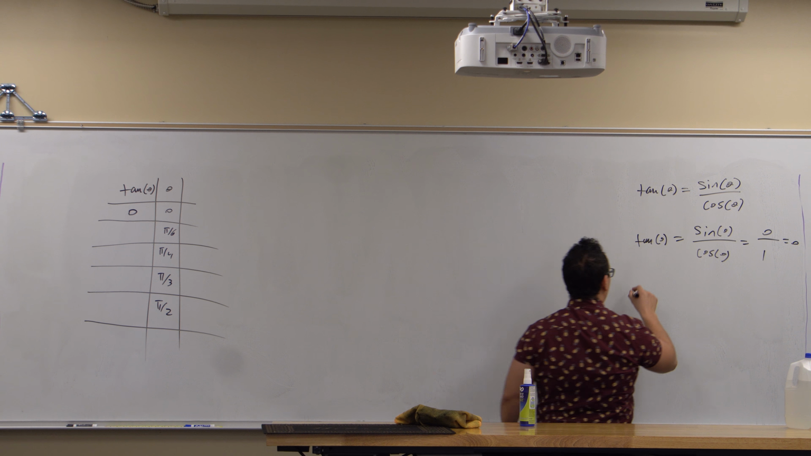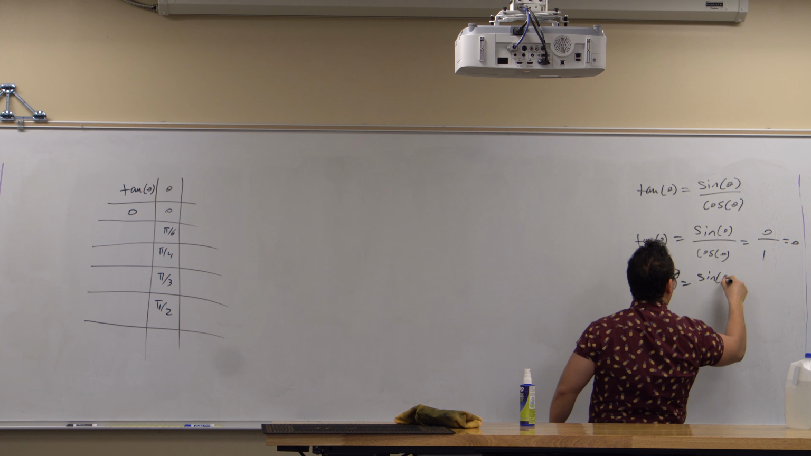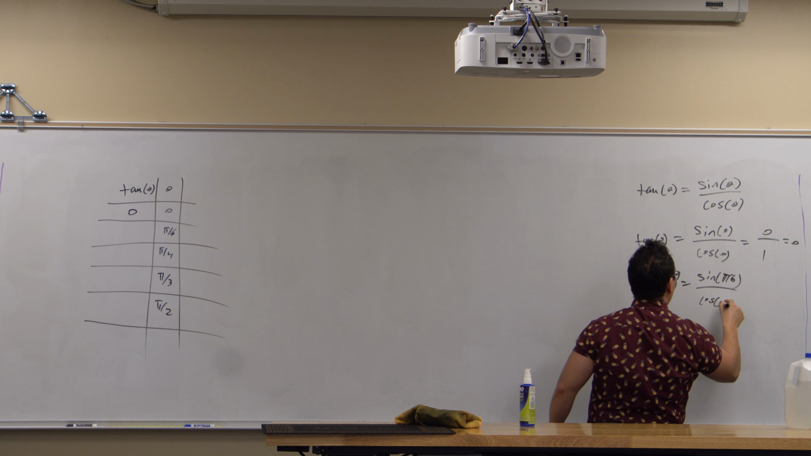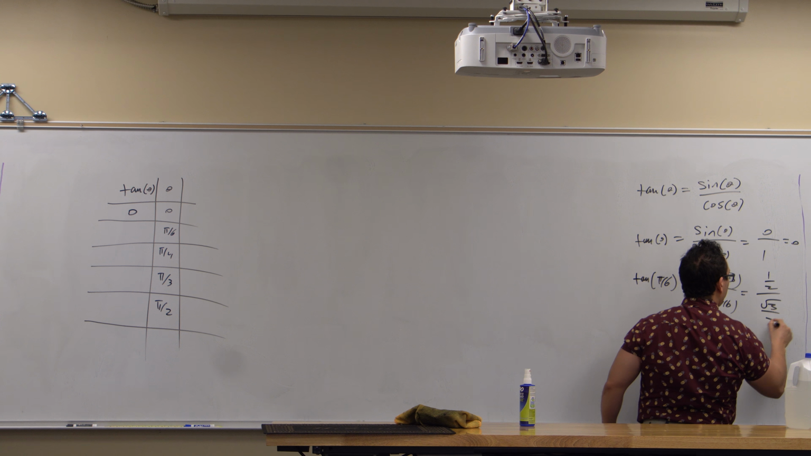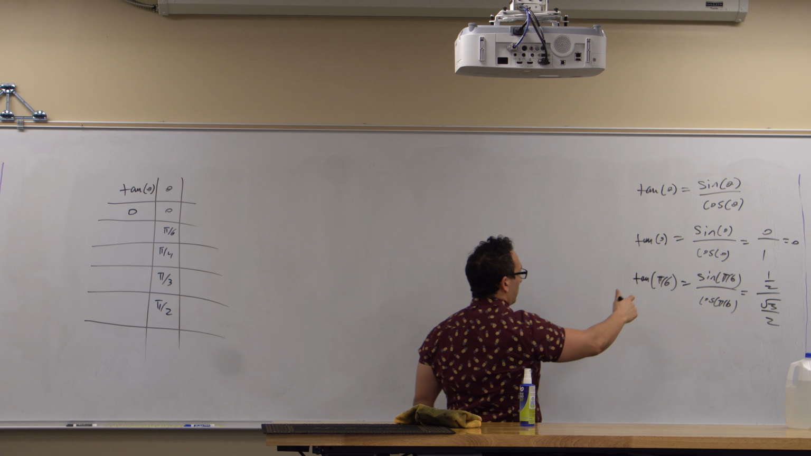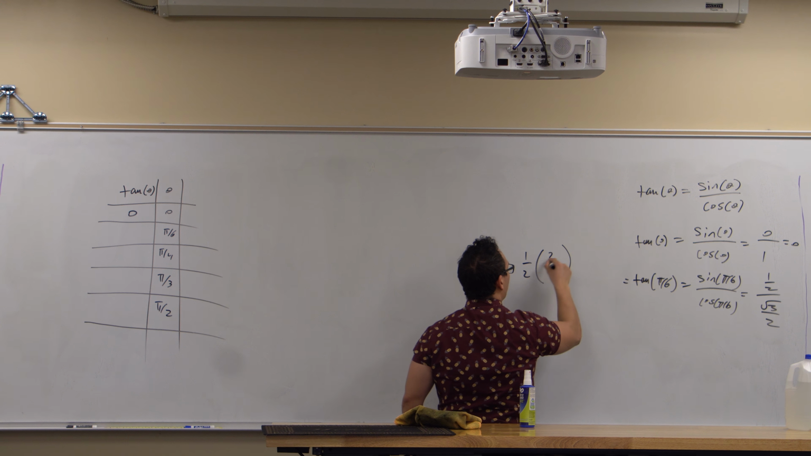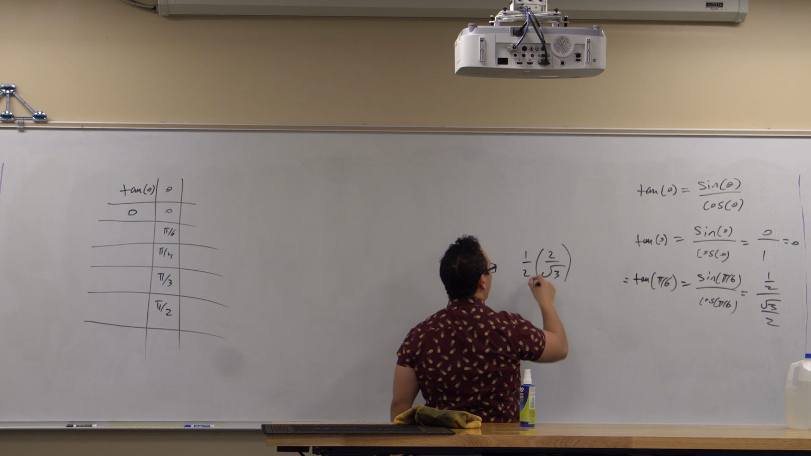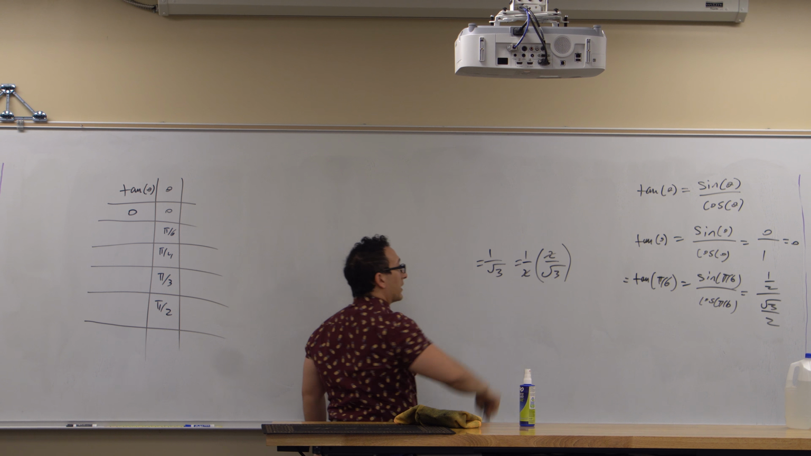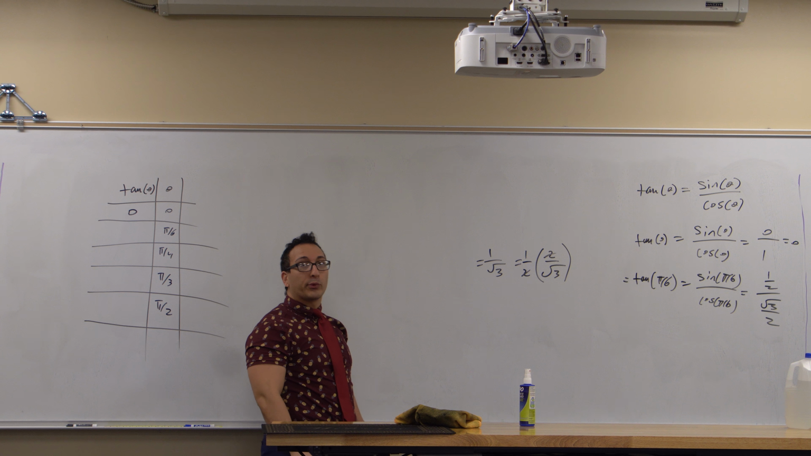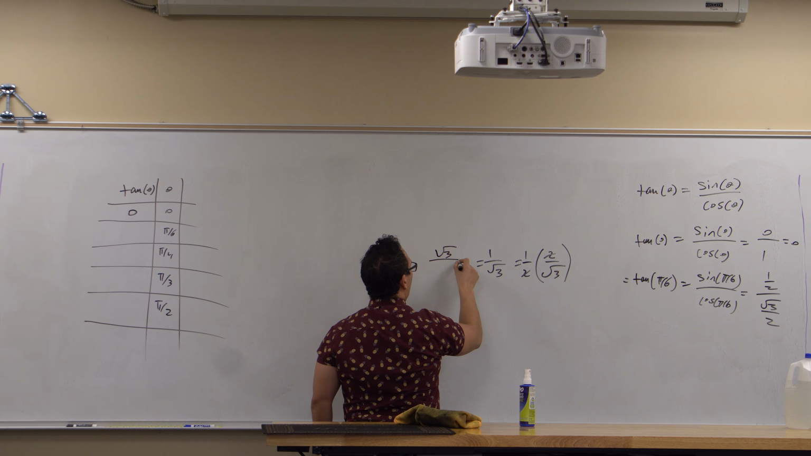We come over here, we say, what is tangent of pi over 6? Well, that's sine of pi over 6 over cosine of pi over 6. We know that this is really 1 half over root 3 over 2. When you multiply by reciprocals, I get 1 half times the reciprocal, 2 over root 3. The bottom becomes 1. The 2's cancel, and I get 1 over root 3. And I multiply top and bottom by root 3 over root 3 to rationalize the denominator. And so I get root 3 all over 3.